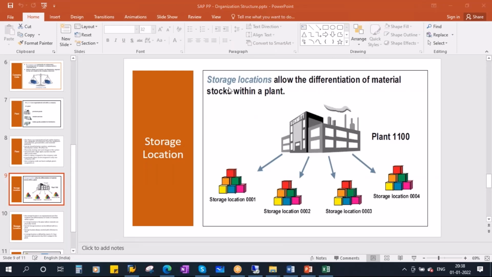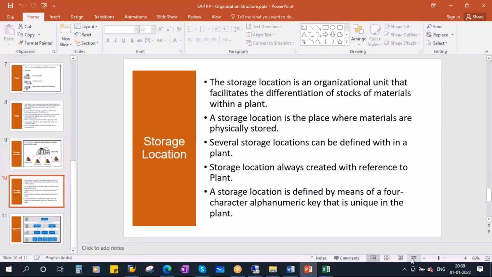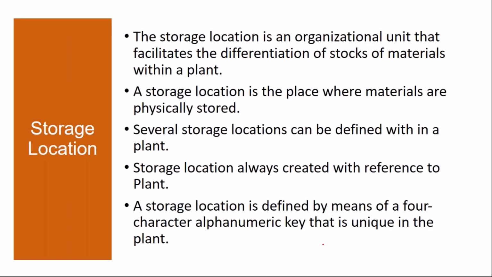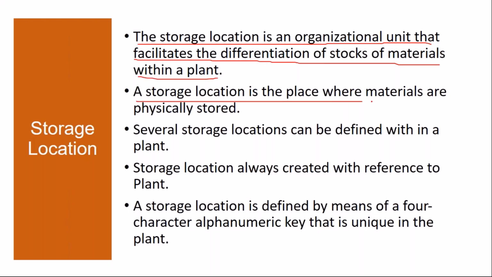one. Storage locations allow the differentiation of material stocks within a plant. So under the plant, you store different materials at different places. That place is called storage location. Okay, so this is the storage location. The storage location is an organizational unit that facilitates the differentiation of stocks of materials within a plant. A storage location is the place where materials are physically stored. That's what I just said. Storage location is the place where you keep your materials, items.